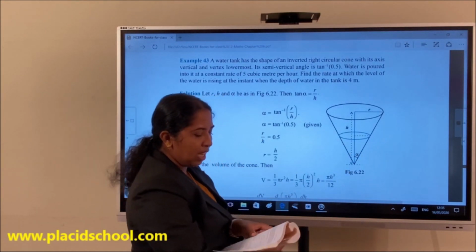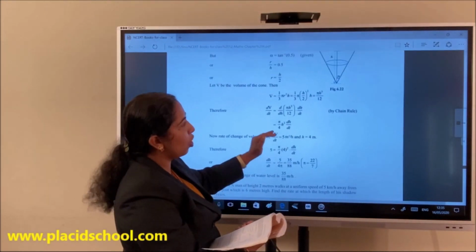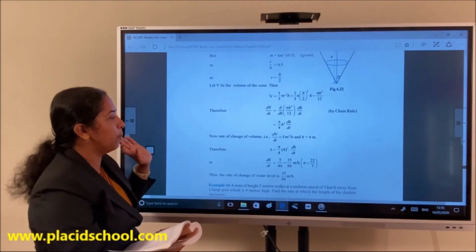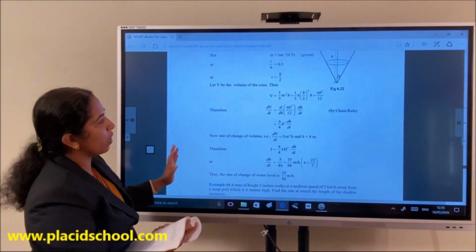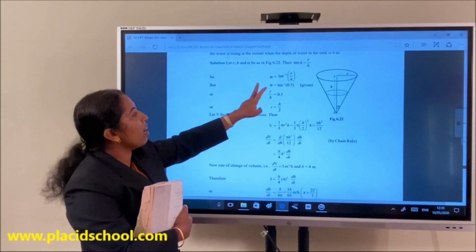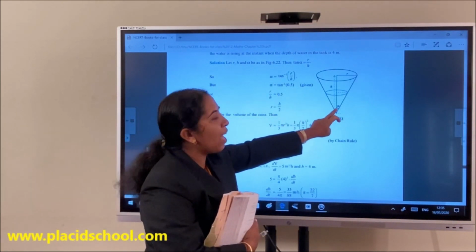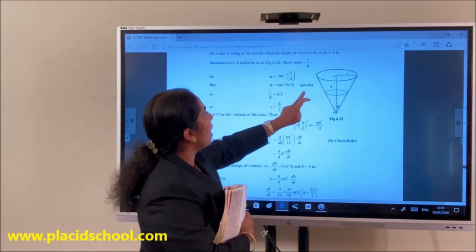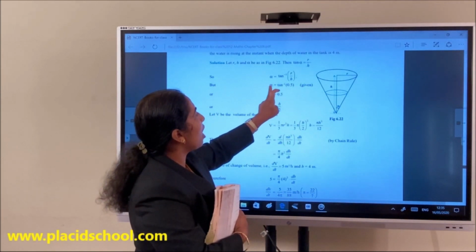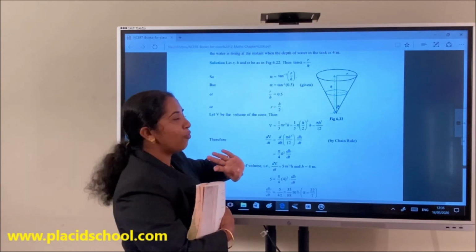You have to find the rate at which the level of the water is rising at the instant when depth of water in the tank is 4 meter. So we'll see how to do the question. See, I'll just explain this. We are given that the semi-vertical angle is alpha. So semi-vertical angle is given to be alpha equal to tan inverse 0.5. Alpha is tan inverse 0.5.